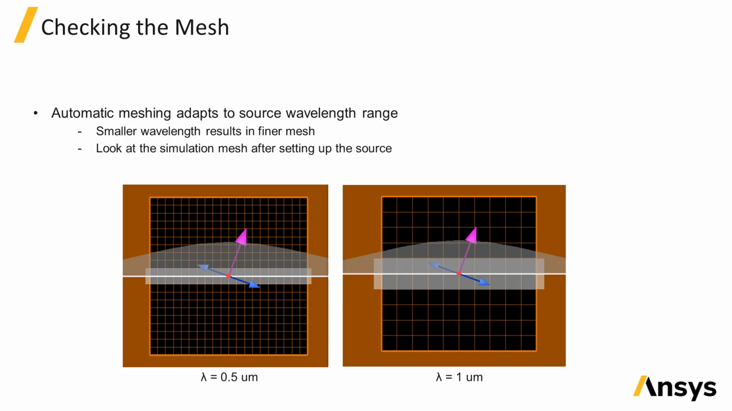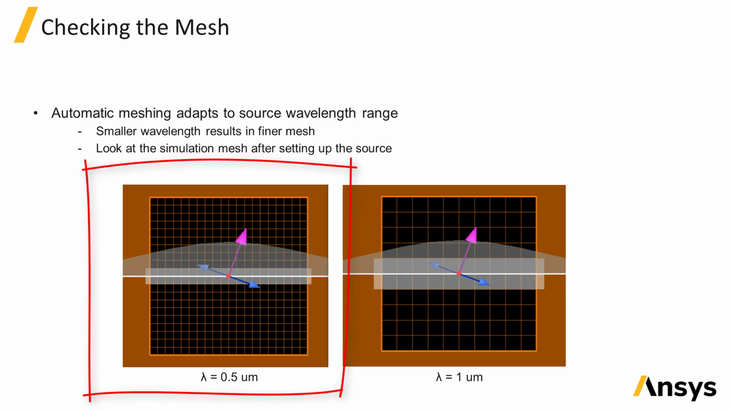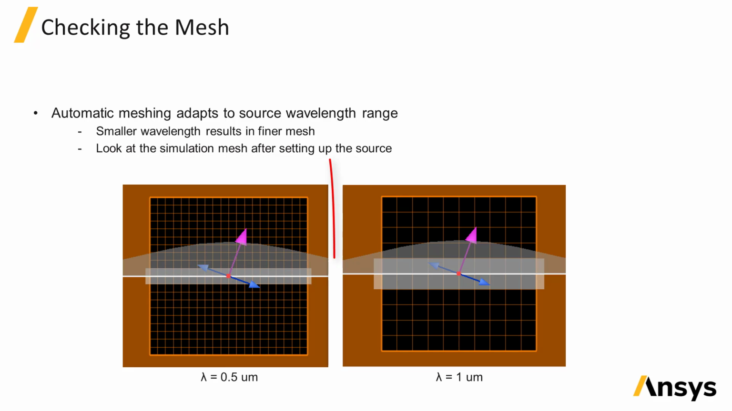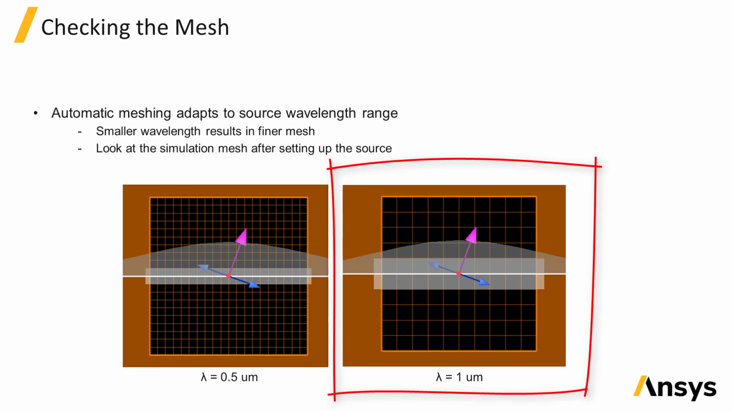It's also important to know that the simulation mesh size will adapt based on the source wavelength. Smaller wavelengths result in a finer mesh, and you can see that for a source wavelength of 0.5 microns, a finer mesh is generated compared to using a source wavelength of 1 micron. Therefore, it's best to look at the simulation mesh after setting up the source.